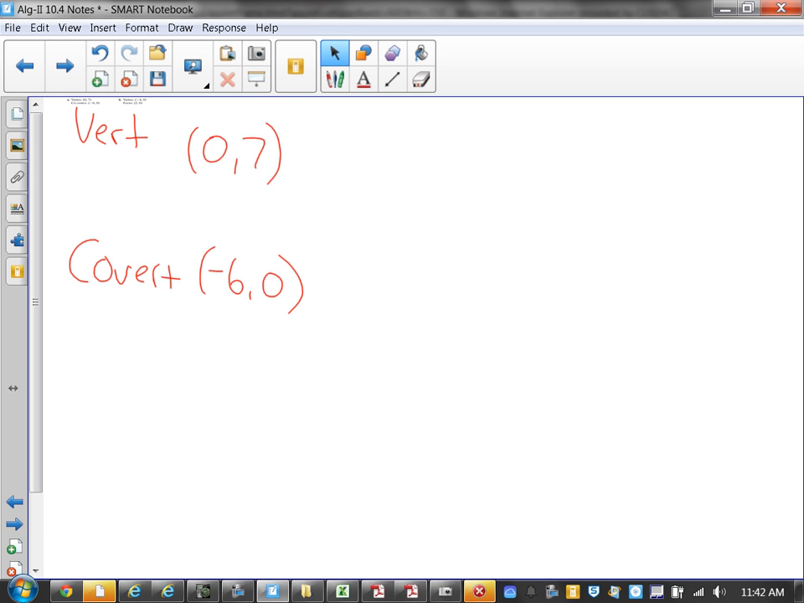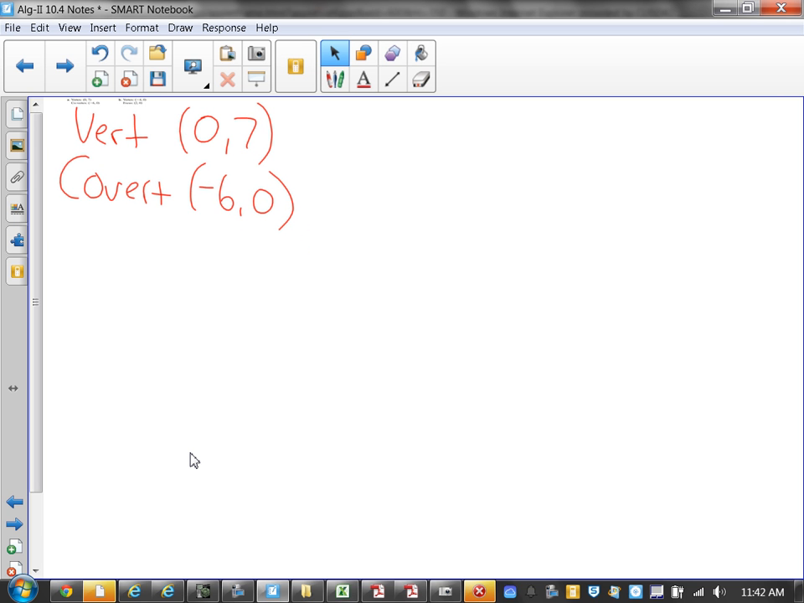Usually vertex goes up front. So if I'm given a vertex and a co-vertex, what do you think I want to do first? Yes, ma'am. Find out what direction it's going. I think it's going up and down. Well, how would we be able to tell what direction it's going? By doing what? Mr. Allen? The vertex, the number that's not 0, 7. Okay. Good. And you're right, that is one way to do it. What's another way that I can see what's going on? Graph it.